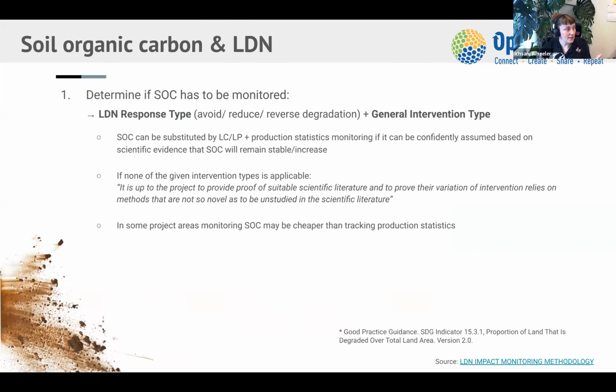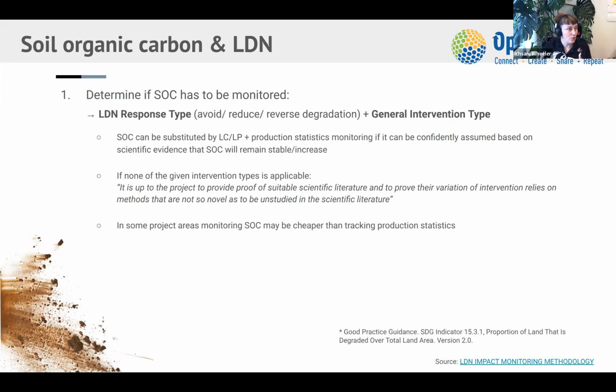So the way that this system is set up currently, and it's currently under review for being improved, so if you have opinions, please come to me and let me know. You don't have to be kind. I like issues and problems. So the first thing is that obviously you need to determine what LDN response type your project is, right? To determine what you need to measure and monitor. And often soil organic carbon monitoring can be substituted for land cover or land productivity and/or production statistics if the science basically can confidently assume that carbon will be stable or increase.